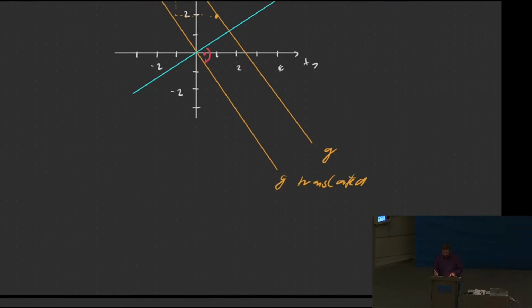This G translated, that's very easy to describe. G translated is simply the same thing as G, but just without that point. Right? Just do away with that. And what we have is lambda times (-2, 3), lambda in R. That's not G, of course, that's G translated.